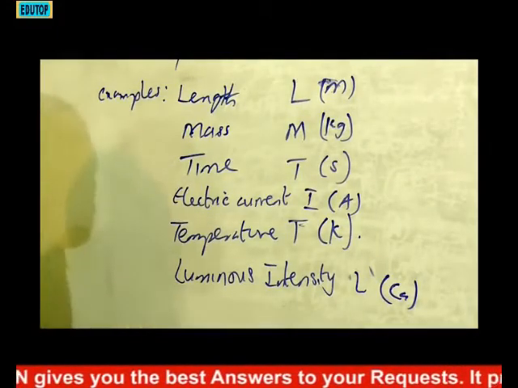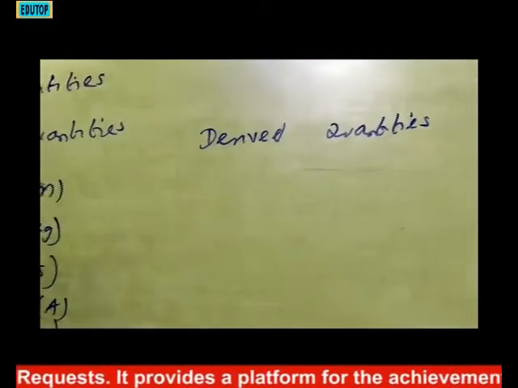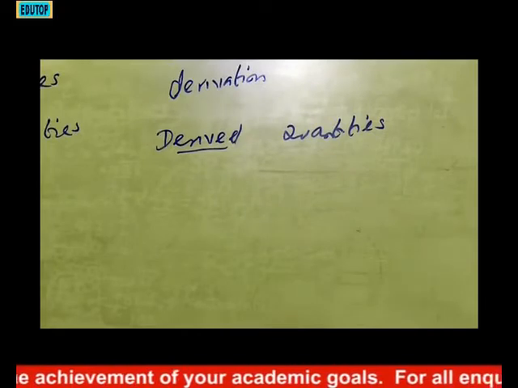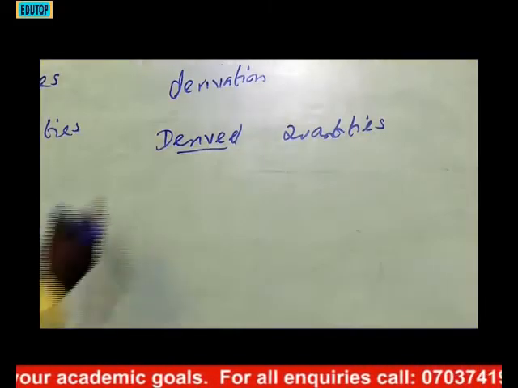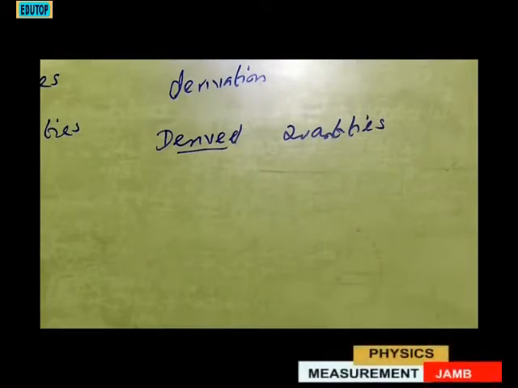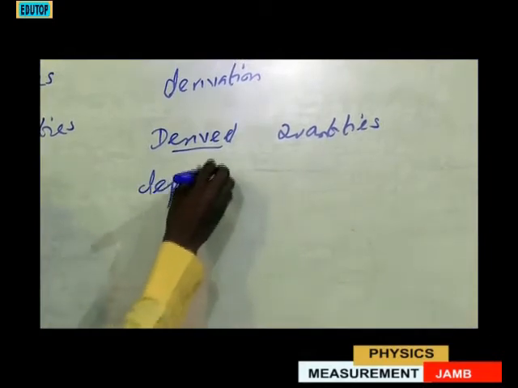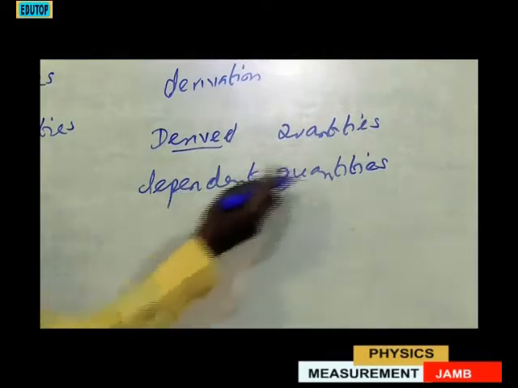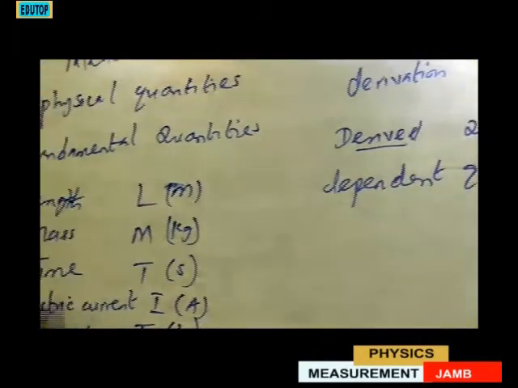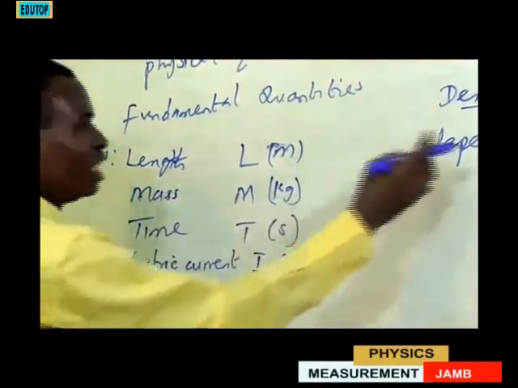Then we quickly move to derived quantities. From the word derived, you know derivation: we are trying to bring something out from another thing. So derived quantities are the quantities that are formed from fundamental quantities. We call them dependent quantities. The combination of one or more fundamental quantities will give us a derived quantity.